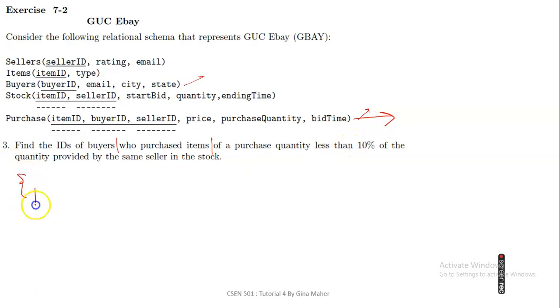So we are going to write P dot buyer ID, purchase P. Of purchased items of a purchase quantity less than 10%. We can use the purchase quantity in this relation. Less than 10% of the quantity provided. The quantity is found in stock, so we should use this relation as well. Provided by the same seller. So when we join this relation with purchase, we need to state that they have the same seller and the same item.